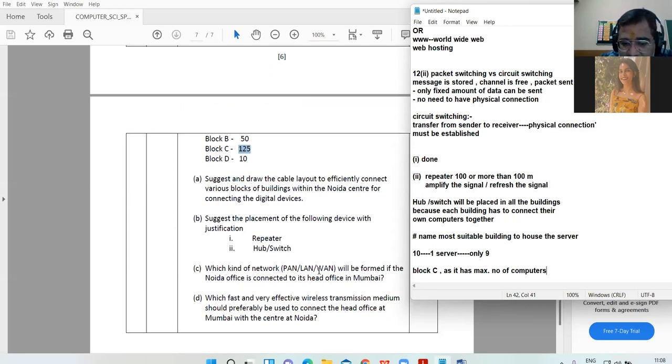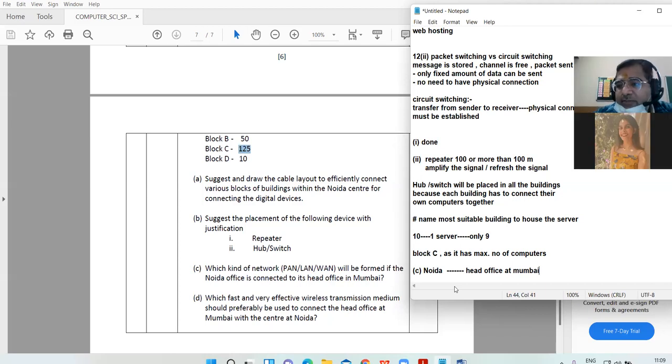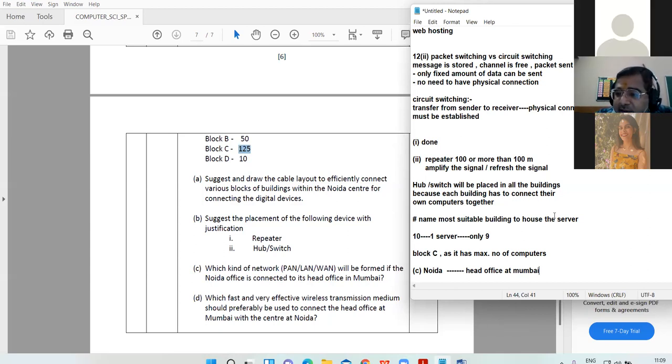Which kind of network will be formed if the Noida office is connected to the head office in Mumbai? अब ये मेरा सी पार्ट है. वो कह रहा है हमारा एक ऑफिस नोएडा में है. आई एम टू कनेक्ट दिस नोएडा ऑफिस विद हेड ऑफिस इन मुंबई. विल इट बी पैन, लैन, मैन और वैन? Yes, come with your options. Raise your thumb, come with your options. Yes Abhishek, what are your views? सर वैन. वैन, व्हाई? रीजन?